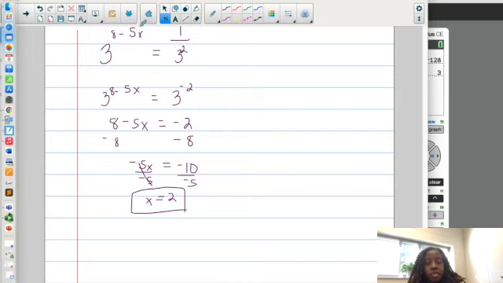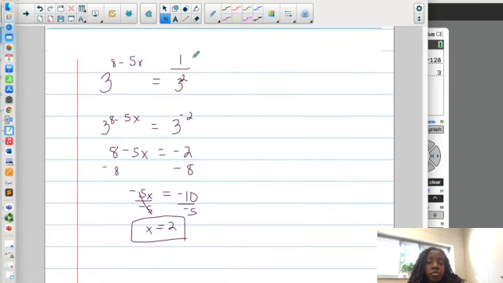I'm a big fan of checking things out, so let's see what happens. If I put a 2 in here, I get a 10. 8 minus 10 is negative 2. And 3 to the negative 2 equals 1 over 3 squared, which equals 1 over 9. Who knew? You did not.